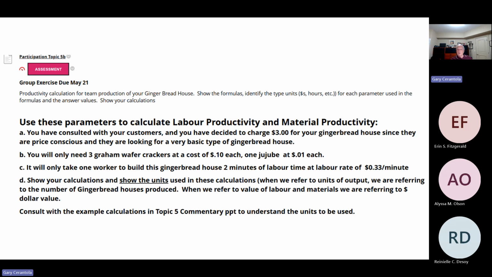Okay. And then 5B is that now that you take a look at it, you're going to use these parameters to calculate labor productivity. And I'm not going to leave you in the lurch here. So here's where the ingredients are to calculate the costs. You only need 3 graham wafer crackers at a cost of 10 cents each, 1 jujube at 1 cent each. It will only take you 1 worker to build this gingerbread house, 2 minutes of labor at 33 cents a minute. And then you show your calculations on what's going on, and then look at the example.